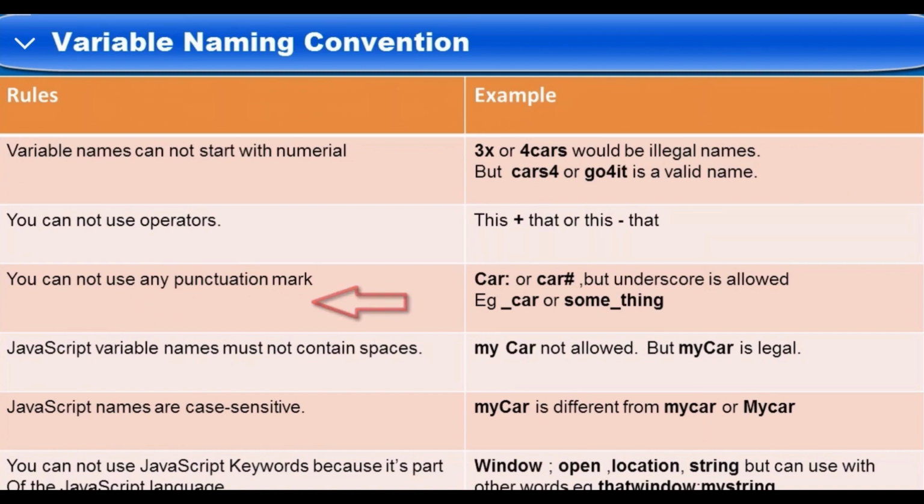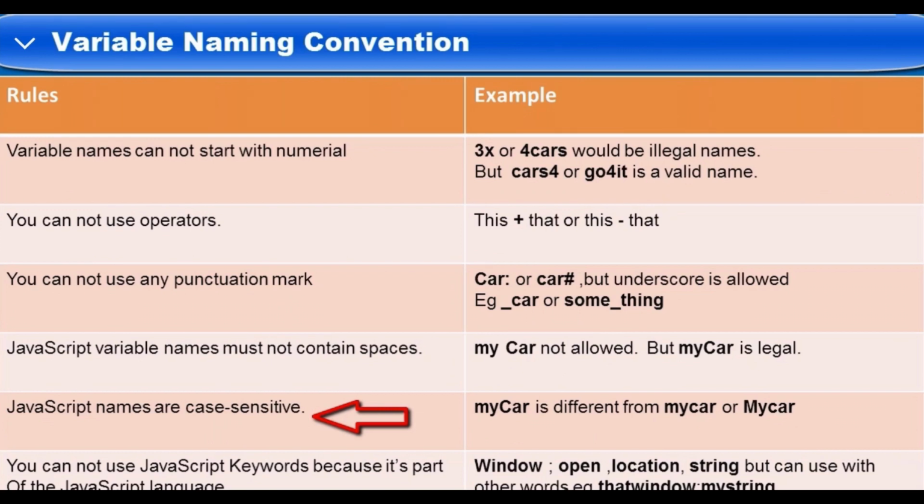JavaScript variable names must never contain spaces. Never. For example, you can't name your variable my car with a space. That's not allowed. However, you can give it myCar. That is legal. There cannot be any spaces in variable names. Variable names are case sensitive. For example, if you declare a variable called myCar, it's different from a variable called MyCar or mycar. They are all different variations.